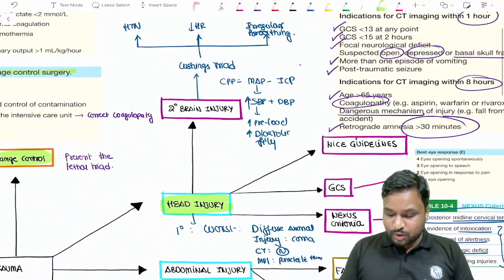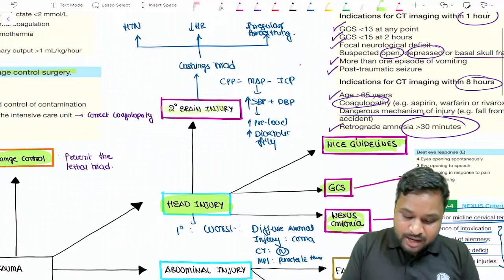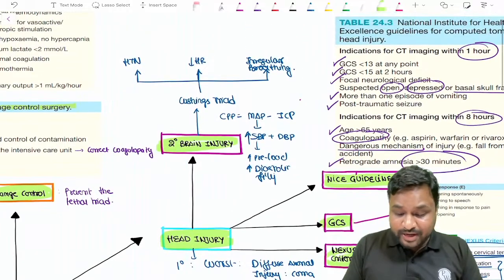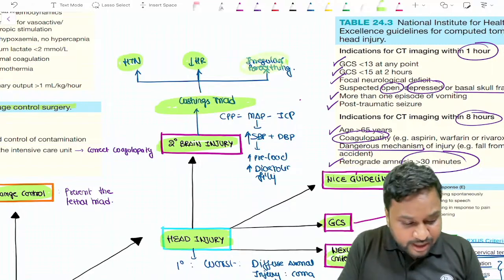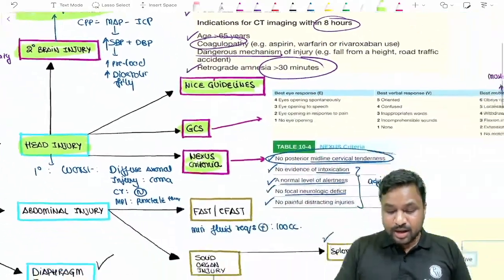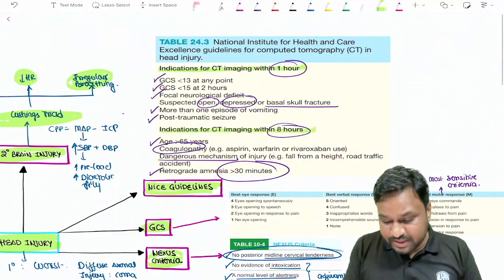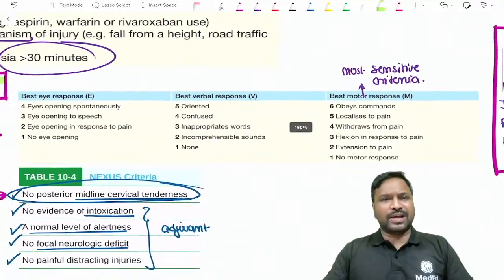Now, in this, you have to look for the NICE guidelines, the GCS scoring, the Nexus criteria, and the secondary brain injury. How do you know the secondary brain injury? Raised ICT. What do you have in raised ICT? Cushing triad. What do you have in Cushing triad? Hypertension, decreased heart rate, irregular respiratory rate. All these are going to be with Cushing's triad. Now, in the NICE guidelines, remember, requirement of CT within 1 hour, requirement of CT within 8 hours. Two important criteria.